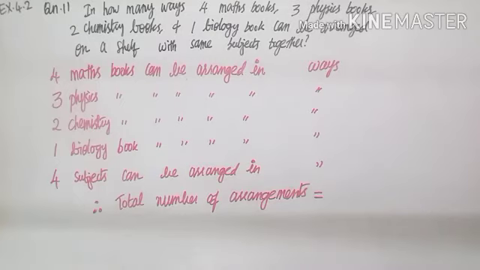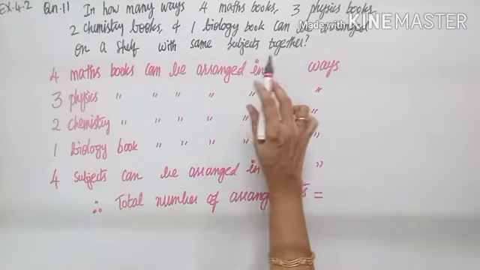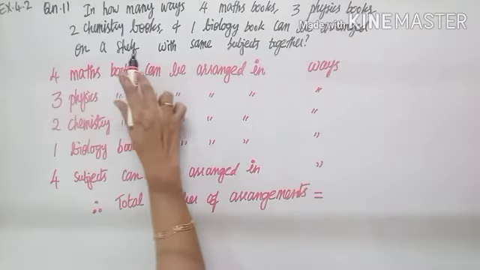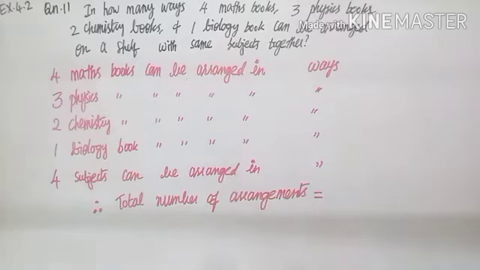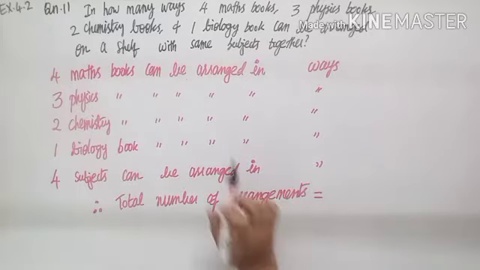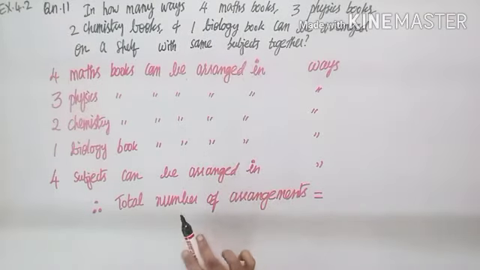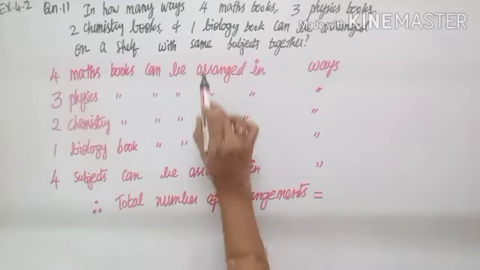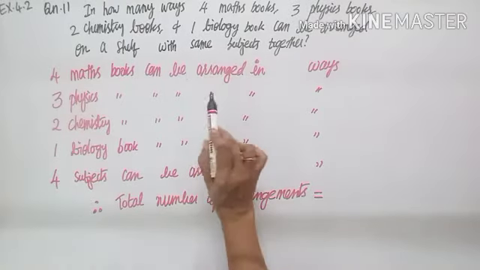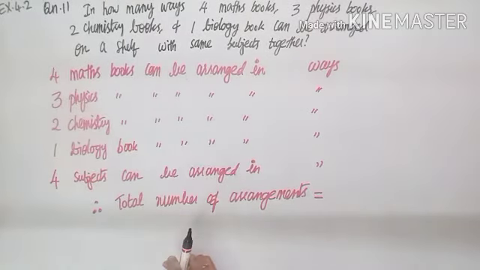Exercise 4.2, question number 11. In how many ways can 4 maths books, 3 physics books, 2 chemistry books and 1 biology book be arranged on a shelf with the same subjects together? How many maths books are given? 4. The condition is all the subjects are together. That is, all the maths books are together.